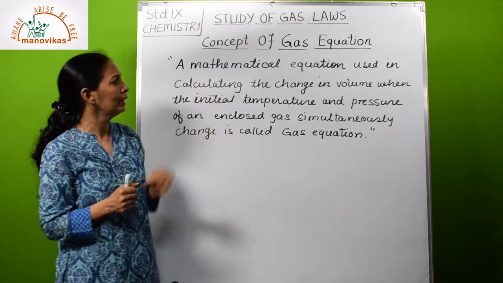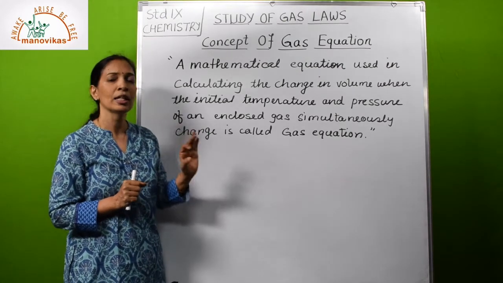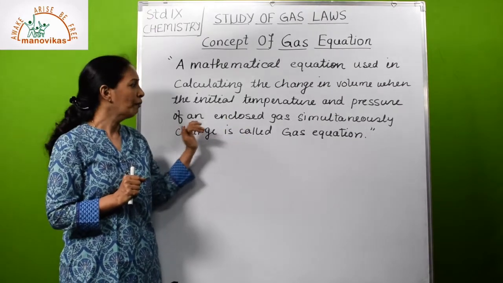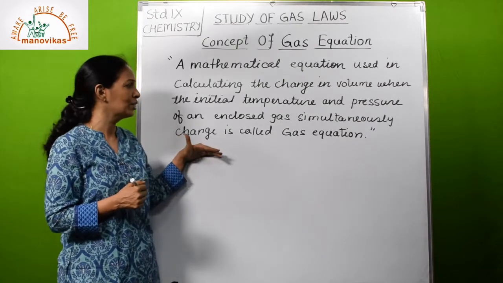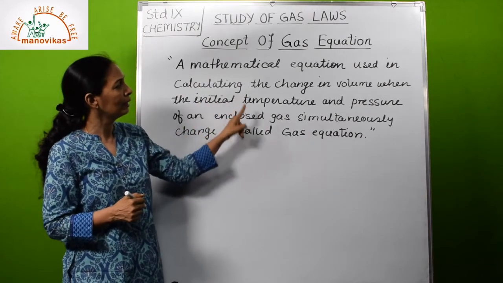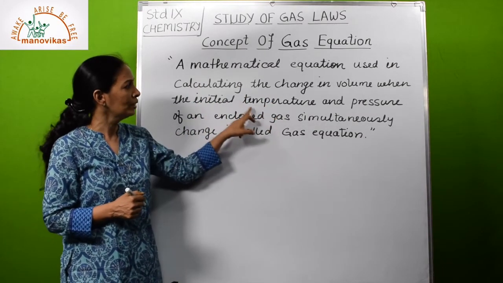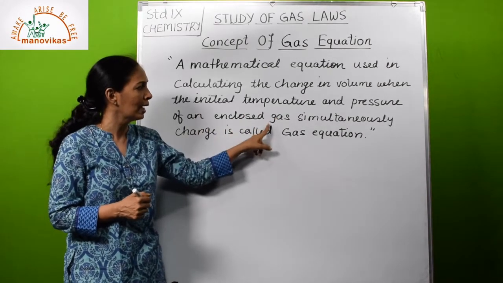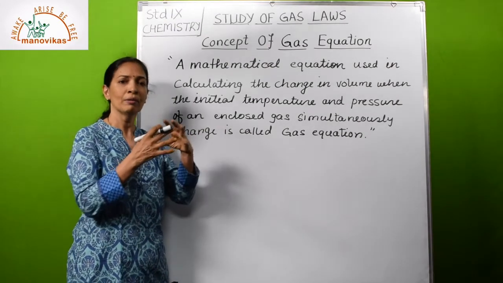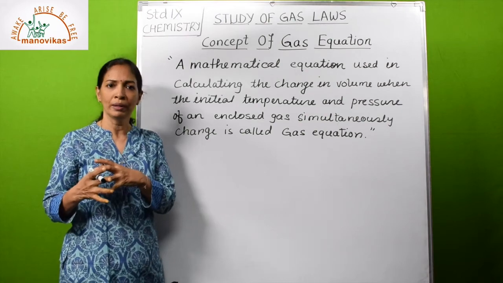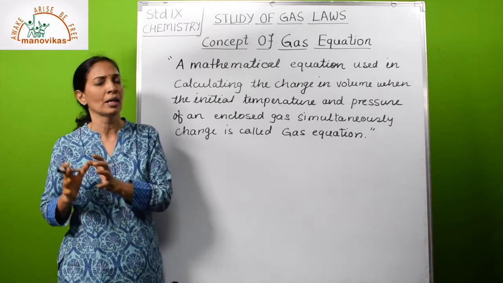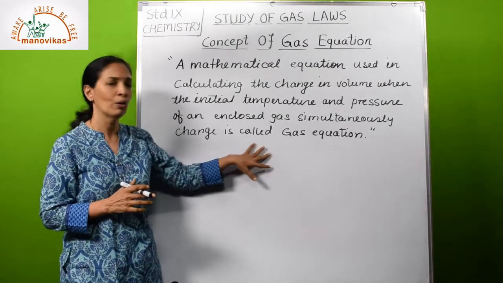It is a mathematical equation used in calculating the change in volume when the initial pressure and temperature in Kelvin of an enclosed gas simultaneously change. So you can define it: a mathematical equation used in calculating the change in volume when the initial temperature and pressure of an enclosed gas simultaneously change is called the gas equation. So initially temperature, pressure and volume will be there, and the change in volume can be calculated with the change in initial pressure and temperature simultaneously, which is what the gas equation does.